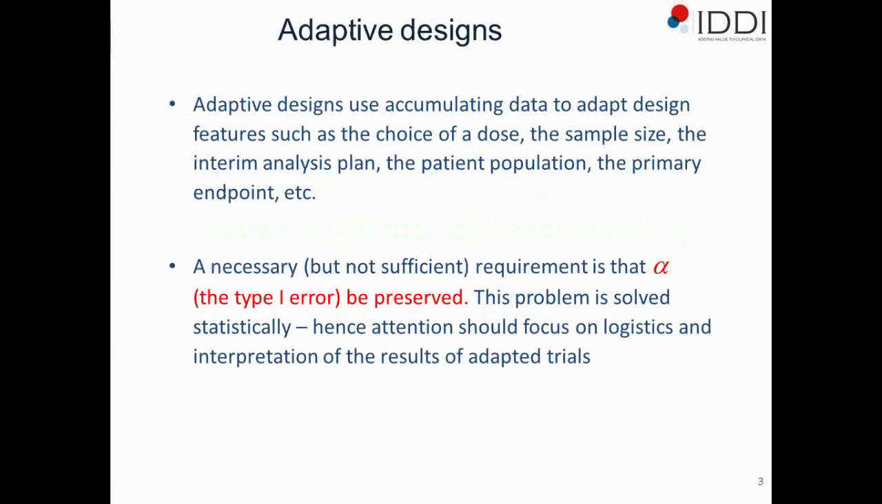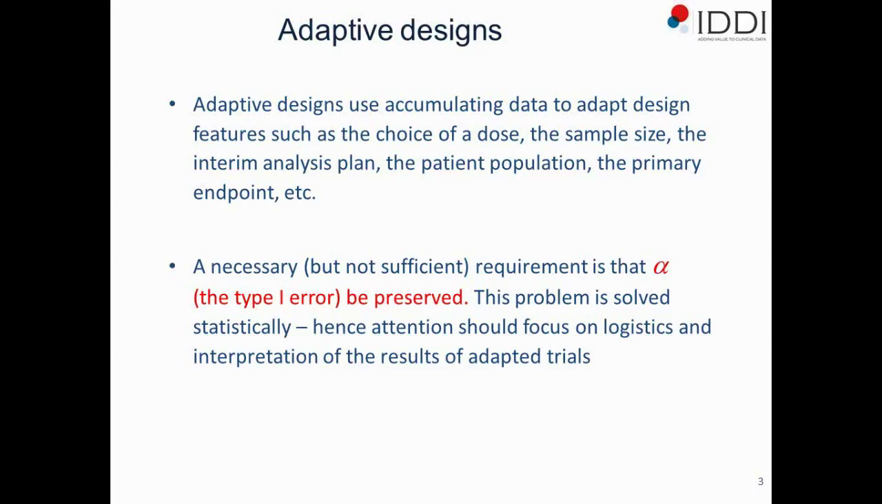So adaptive designs indeed use the accumulating data from the trial itself to adapt design features, and those include, and we will get back to this, the choice of a dose, the sample size, the interim analysis plan, the patient population, the primary endpoint, etc. As a matter of fact, recently, statistical theory has evolved in such a way that the major requirement of adaptive designs, which is that the alpha level or the type 1 error level be preserved. This is the main concern that the regulatory agencies have, that whatever adaptation you do not inflate the type 1 error, and that needs to be preserved at 5% usually, or less than 5%.